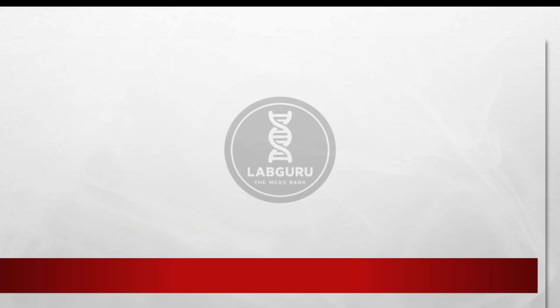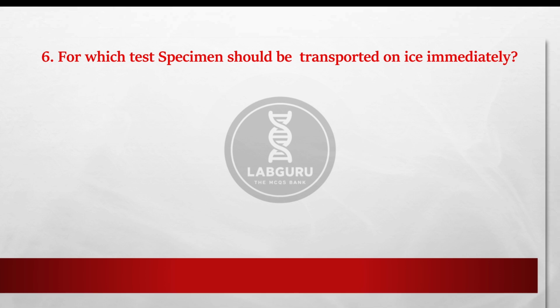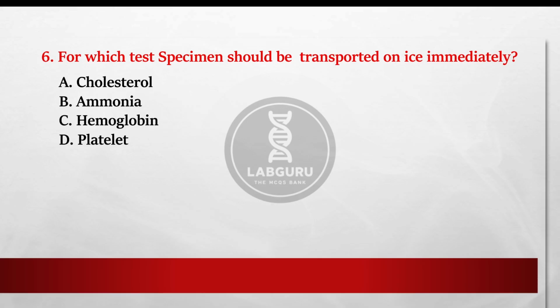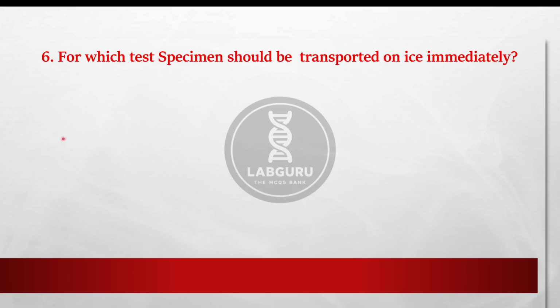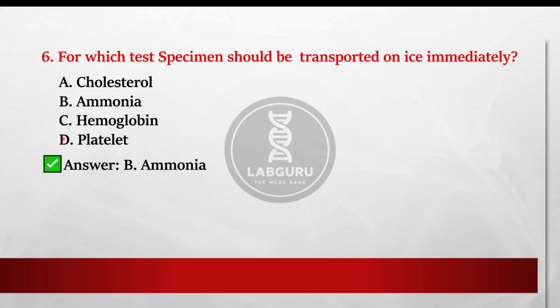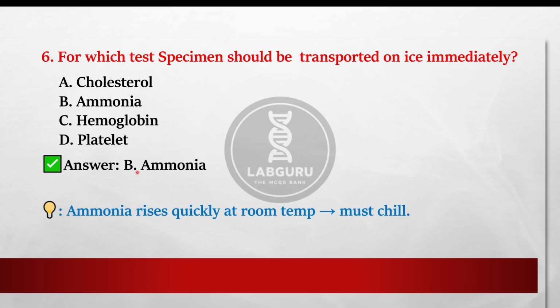And next, for which test should specimens be transported on ice immediately? Option A is cholesterol, option B is ammonia, option C is hemoglobin, and option D is platelet. Here the right answer is option B, ammonia. Ammonia rises quickly at room temperature. That's why it must be chilled.